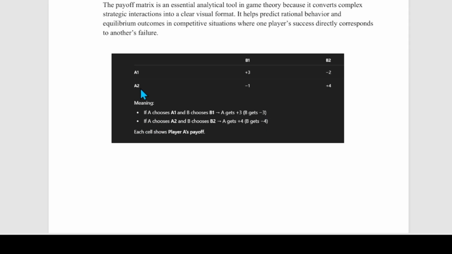And if A chooses A2 and B chooses B2, then A gets +4. That means B gets -4. So each cell shows player A's payoff, and those opposite values will be the payoff of player B. So this will form an example.